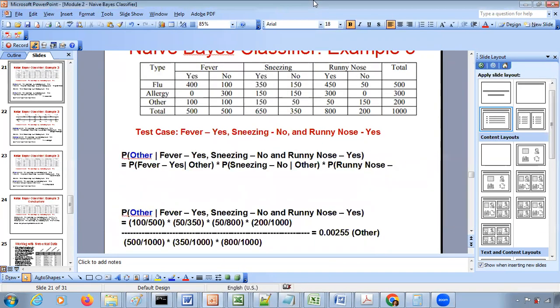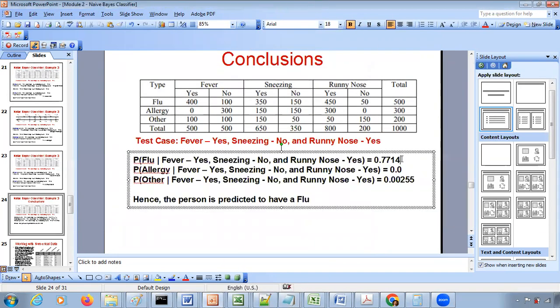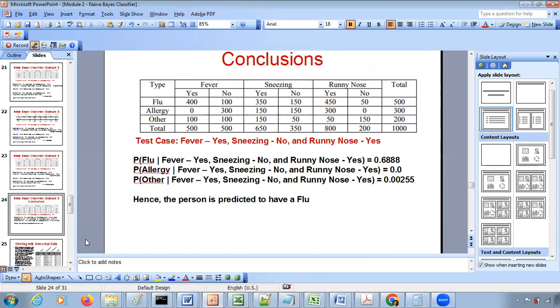Okay, so 0.6888. Still flu has the larger probability, and we come to a final prediction that the person is more likely to have flu compared to it being an allergy or any other disease with this test case. Okay, so we'll stop temporarily. Let me take a break.